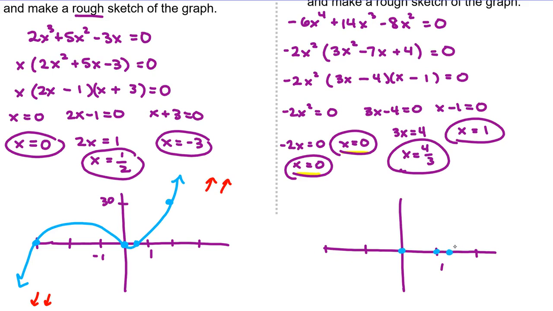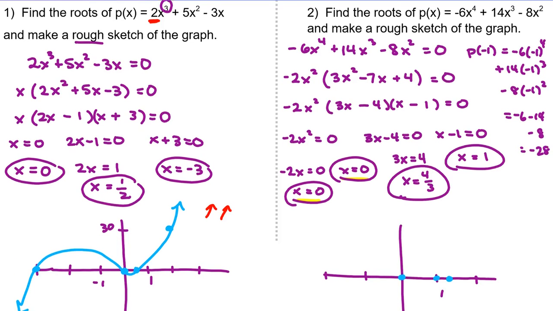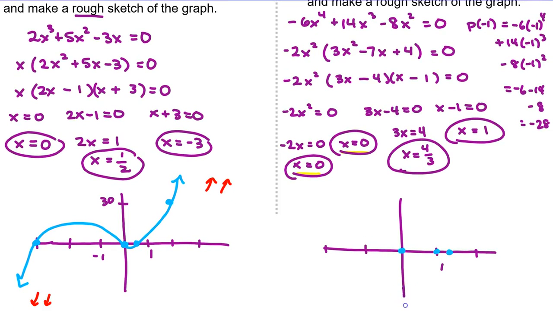Okay, that's not really enough to go on. So what I'm going to do is take another number, plug it in. How about if I take -1? So let's find p of -1. That's going to be -6 times -1 to the 4th plus 14 times -1 cubed minus 8 times -1 squared. Sorry, that's all squished in there. So that's -6 minus 14 minus 8, and that's -28. So we have the point -1, -28. So I'll just put that one way down here.